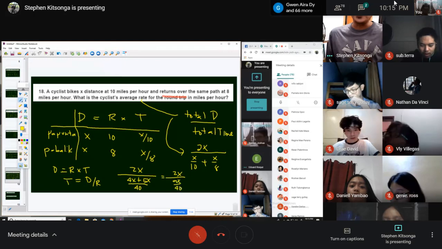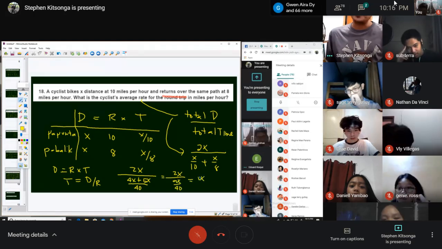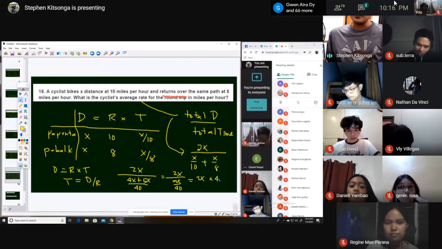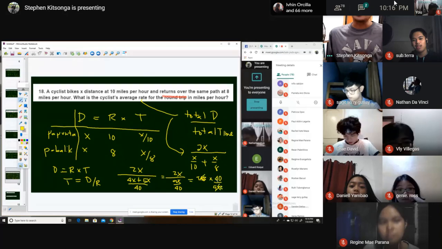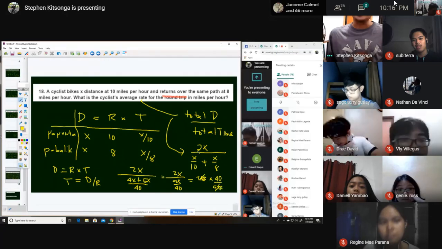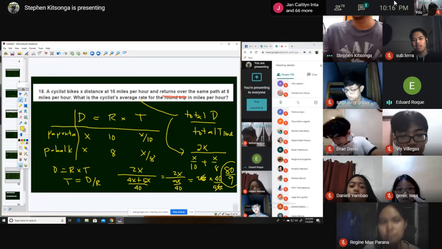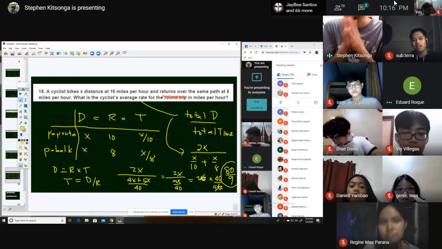And that's the same as 2X times 40 over 9X. You see how that X is irrelevant because it will just cancel out. So 2 times 40 over 9, the answer here is 80 over 9 miles per hour. Clear? Kailan yung i-average lang? Kailan yung i-add lang? Kapag magkaiba, hindi round trip. Pag round trip, kailangan dumaan sa distance rate time, papunta papalik, total D over total T.